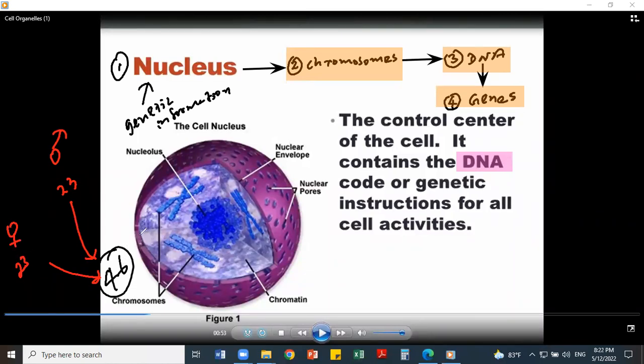So all these 46 chromosomes inside the nucleus contain all the vital genes, or your genome. Can you see the nuclear envelope here? The nuclear envelope is the outermost covering. The nuclear envelope contains nuclear pores. Why nuclear pores? That is to exchange materials between the nucleus and its surroundings.